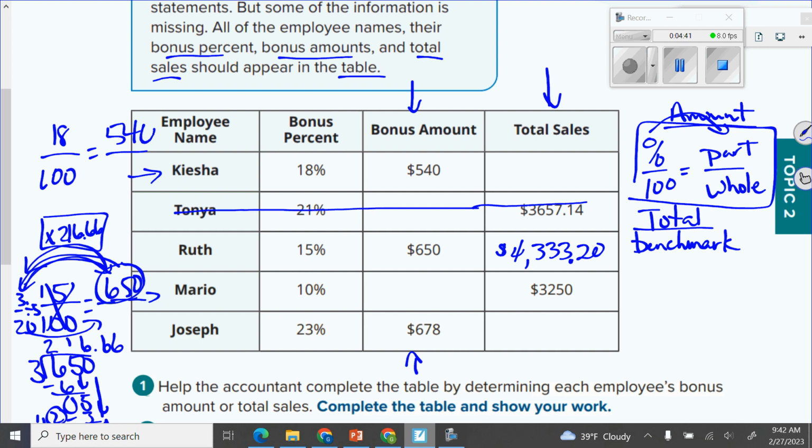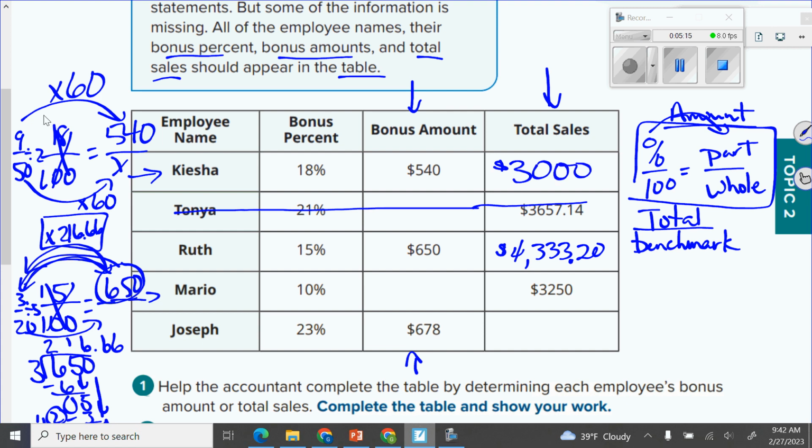18%, 540. Will 18 go easily to 540? Yes. Some of you might see it, most of you aren't. But I know I can simplify 18 and 100 by 2. That gives me 9 and 50. Is it easy to go from 9 to 540? Everyone should be able to see that one because 9 times 6 is 54. So 9 times 60 would be 540, meaning I do 50 times 60 and I get $3,000.